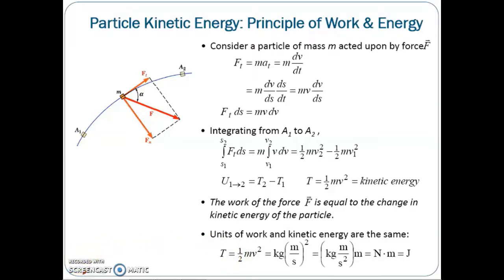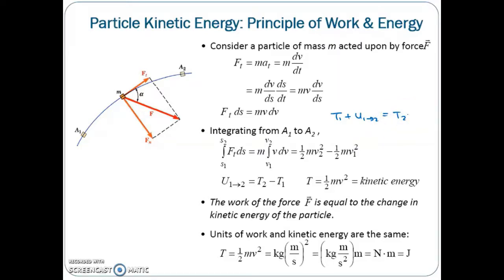The work U1 to 2 is a scalar quantity, so the expression 1 over 2 m v squared, which is the kinetic energy, is also a scalar quantity. So under the principle of work and energy, we can rearrange this as T1 plus U1 to 2 equals T2 also.